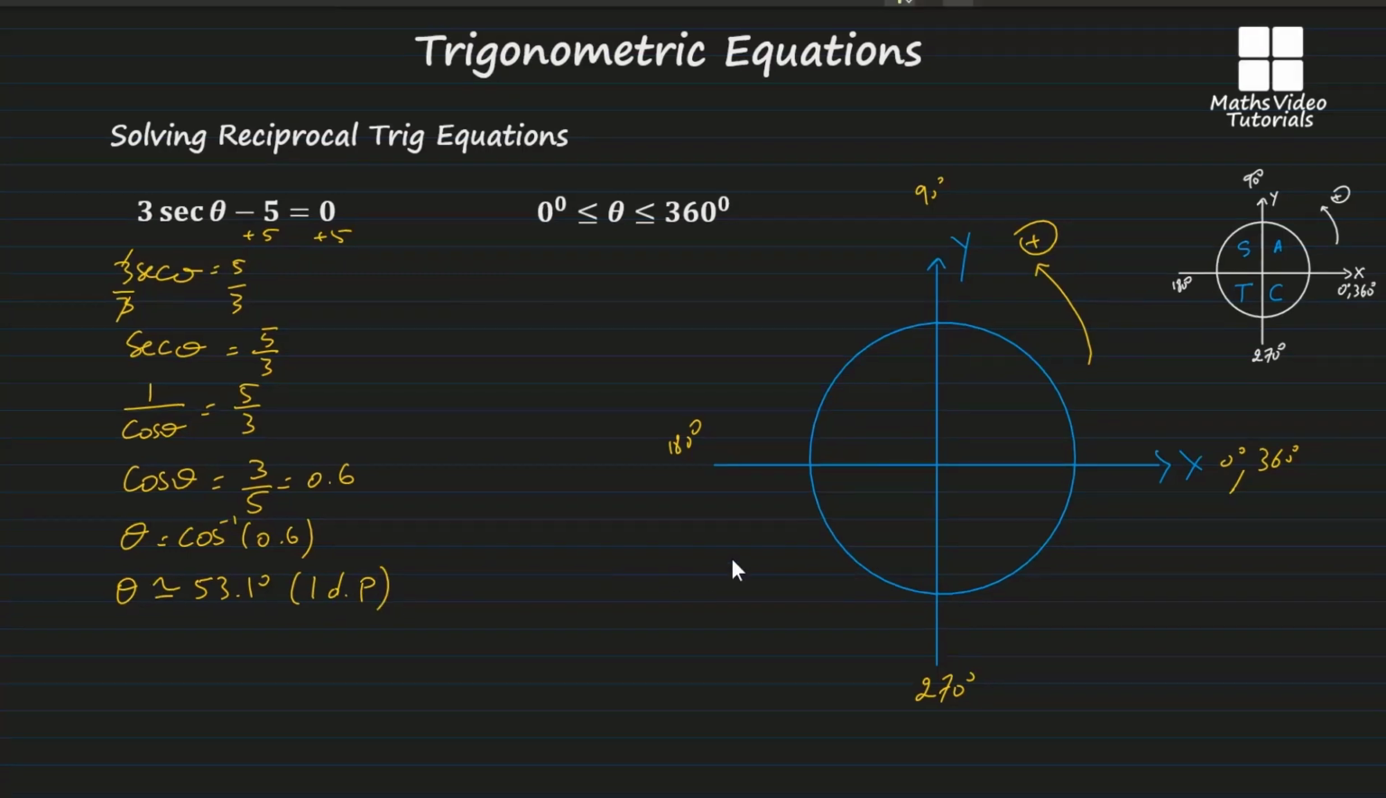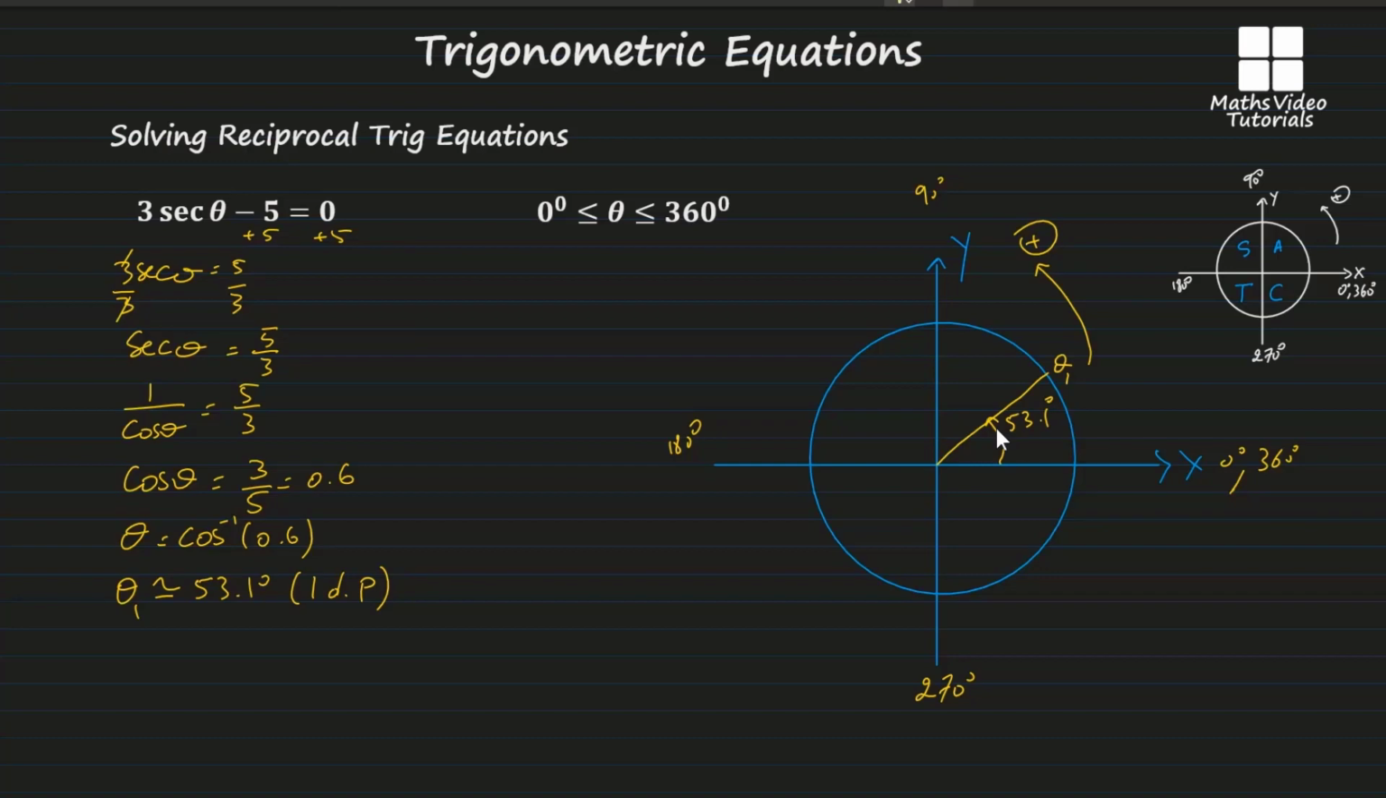And the next thing we need to do is to mark our calculated angle in the CAS diagram. So obviously our 53.1 angle will be in the first quadrant. We're going to draw it here. I'm going to label it theta 1 and mark it clearly, 53.1 degrees. Now, since our cos theta is a positive value, we have 2 solutions within our interval, one in the first quadrant, and the second one will be in the fourth quadrant.